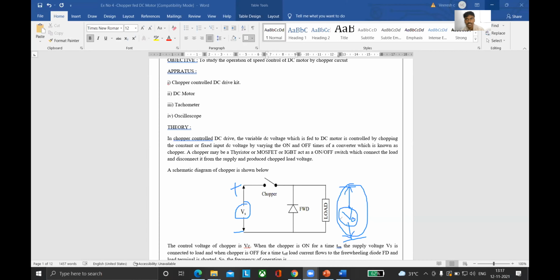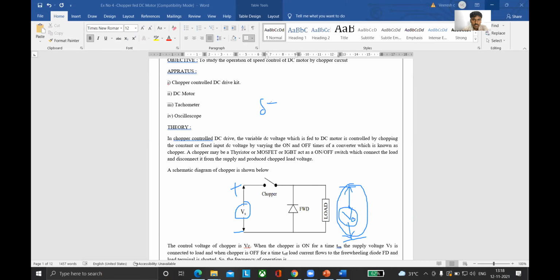So which parameter do we have to vary? Can we vary the duty cycle? Anyone please? Can we vary the duty cycle in the chopper circuits? Anyone please give the reply. Shivani? Can we vary the duty cycle in the chopper circuit?